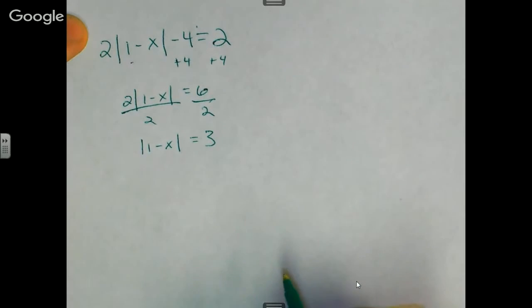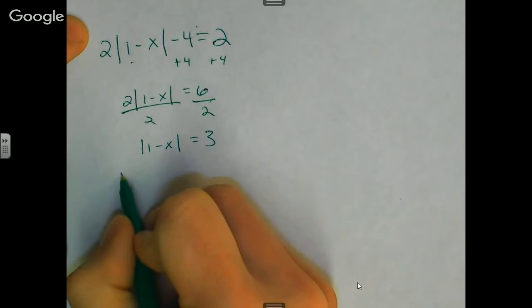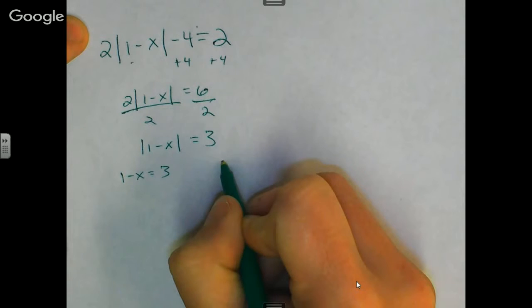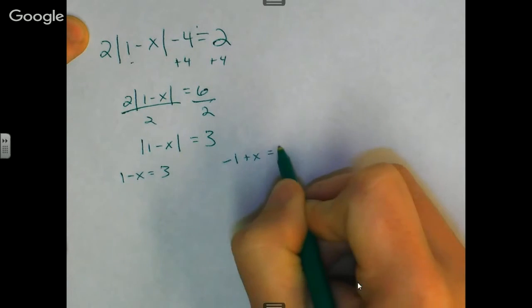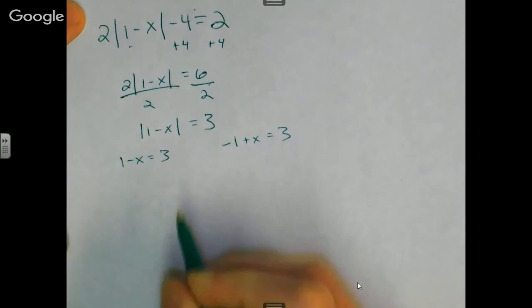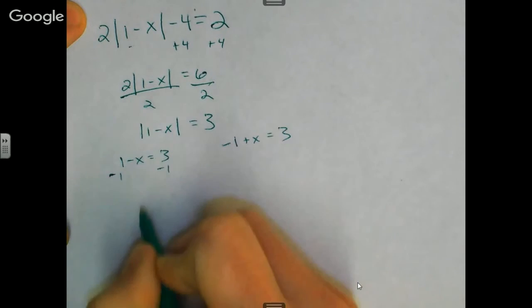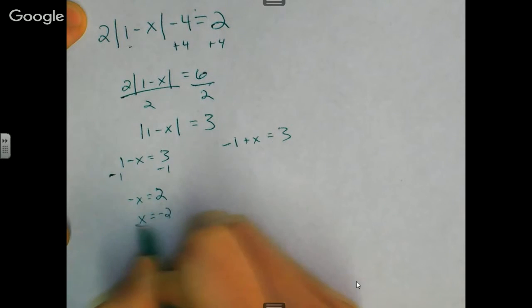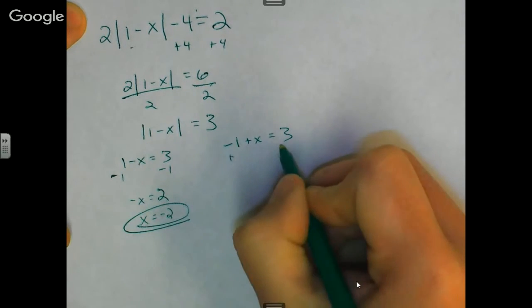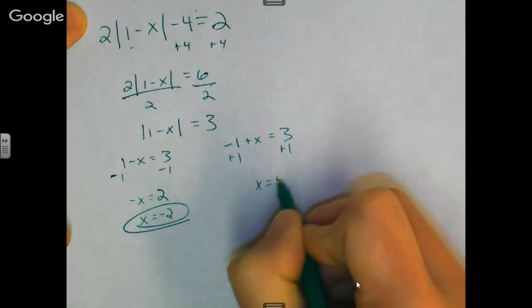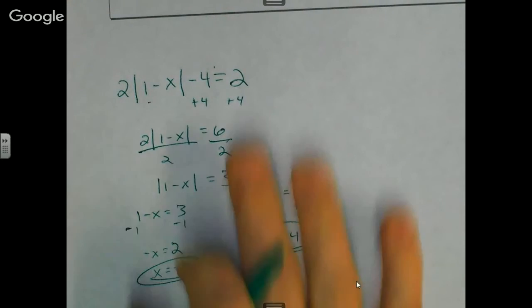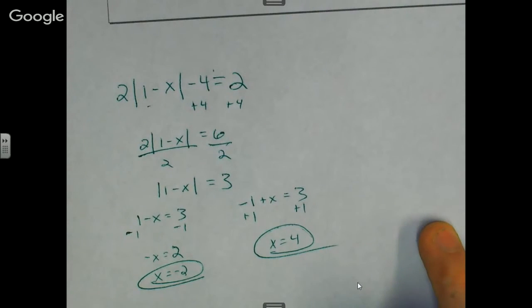Now, since the absolute value is all by itself, we'll split it up. 1 minus x equals 3, and negative 1 plus x equals 3 also. So then we'll minus 1, negative x equals 2. x equals minus 2. Add 1 plus 1, x equals 4. And those are my two answers. Okay. So we can do a lot of different types of combinations with that.